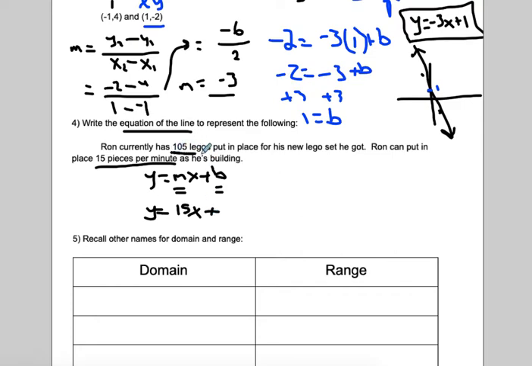And the next one is the b value. Well, that's your starting amount. That's your initial amount. How much did we start with when we were doing this activity? Well, he already had 105 pieces put in place.